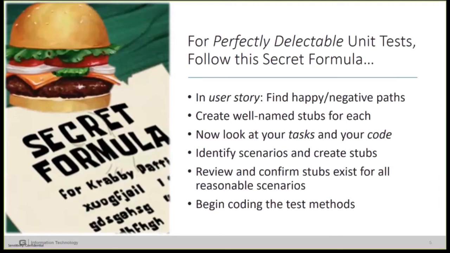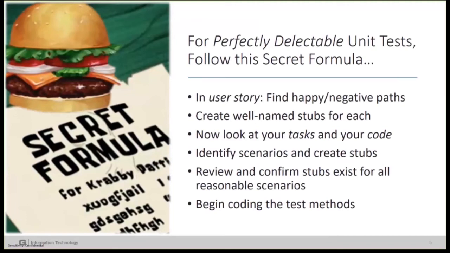Now, that's not the end. The next step is to go into your tasks that were created under that user story and look at those tasks and see if those tasks map out negative scenarios. And then go and look at the code. Are there additional negative scenarios in the code? Write out stubs for every one of those you see. You with me? So the idea here is to work at that high level, get all that mapped out, and then when you're ready to code unit tests, you go in, you know exactly what you're doing.